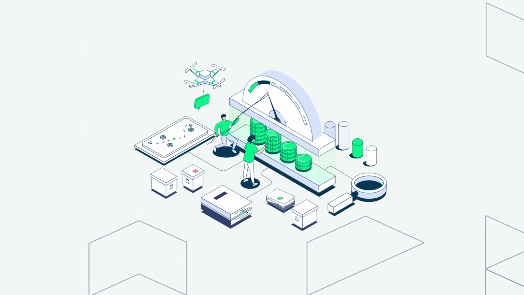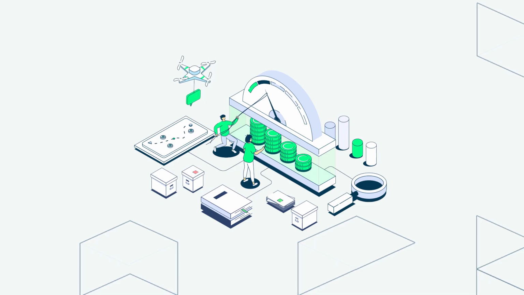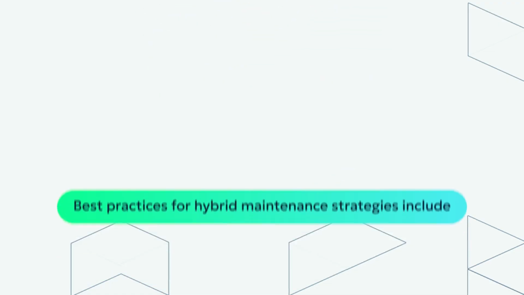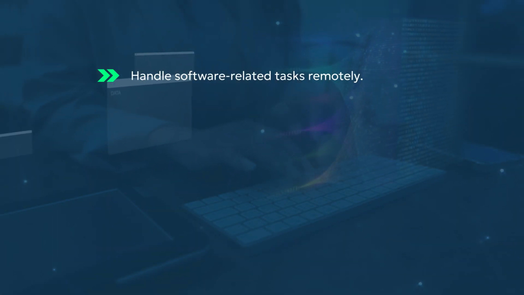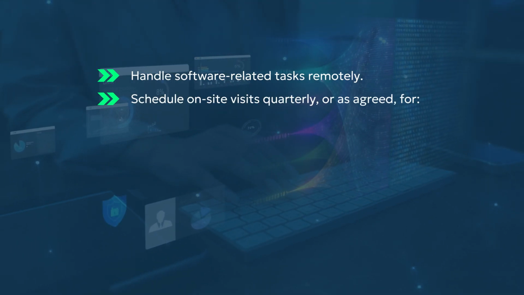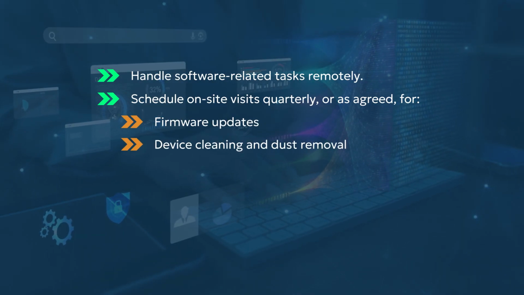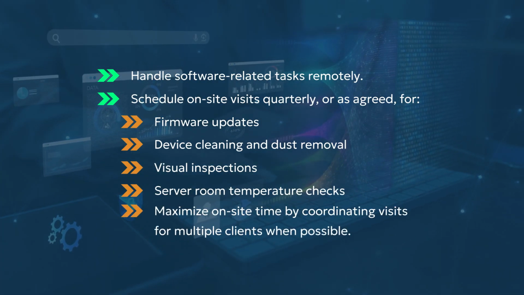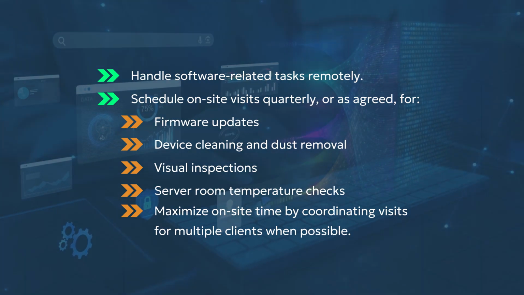Some clients may require on-site visits for maintenance and support. Having a clear plan for these situations is especially important if you manage many hybrid clients. Best practices for hybrid maintenance strategies include: handle software-related tasks remotely. Schedule on-site visits quarterly or, as agreed, for firmware updates, device cleaning and dust removal, visual inspections, and server room temperature checks. Maximize on-site time by coordinating visits for multiple clients when possible.